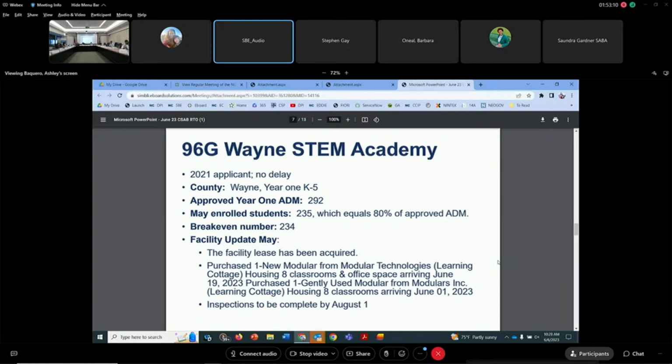CO is expected? What date did you say? It should be no later than July 31st. As soon as that second learning cottage arrives on site, we'll have all of the inspections.